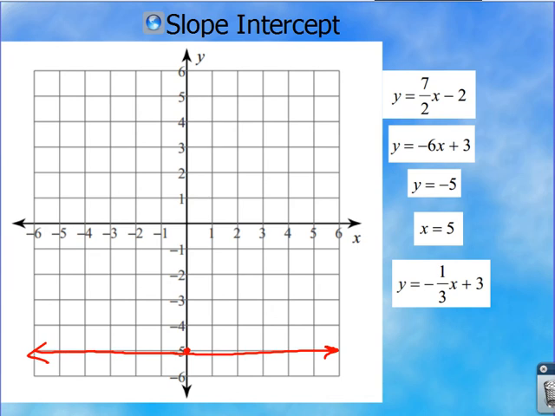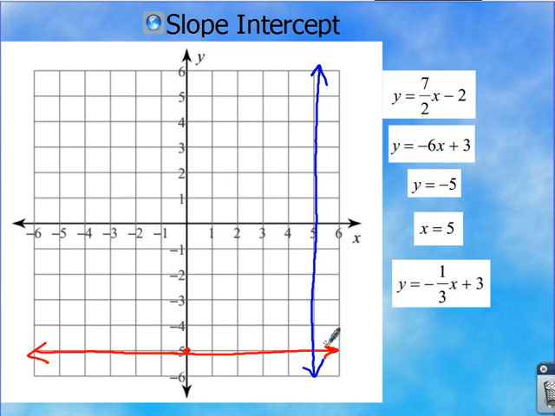Harley, x equals 5. How do I draw that? What kind of line would it be? X equals, there we go. So you'll go to 5, draw a vertical line. There you go. There's x equals 5.